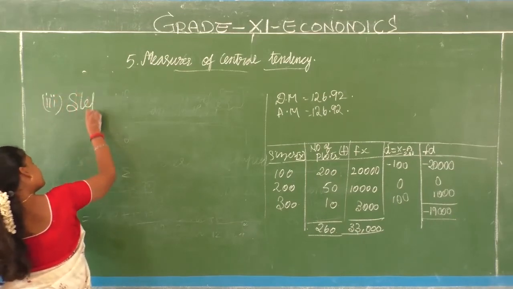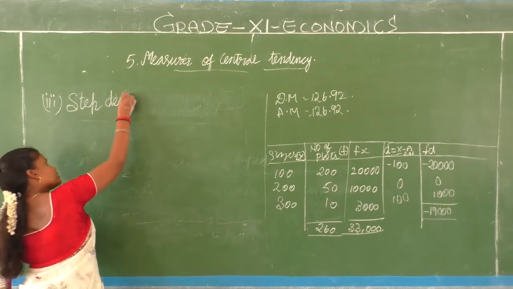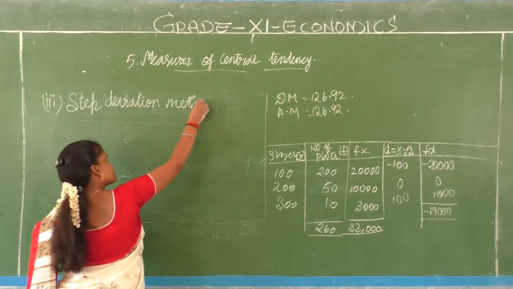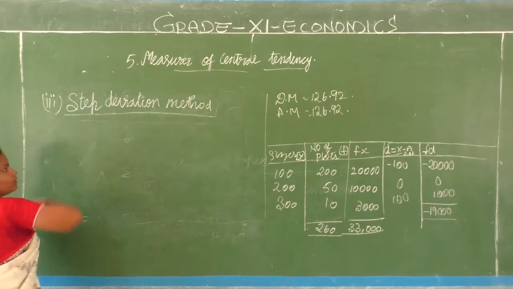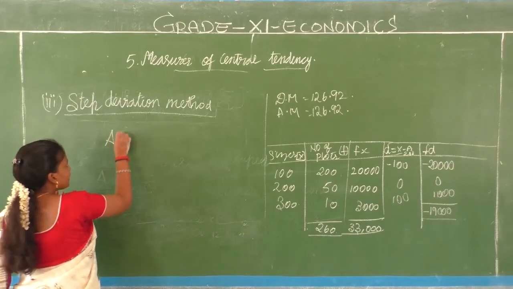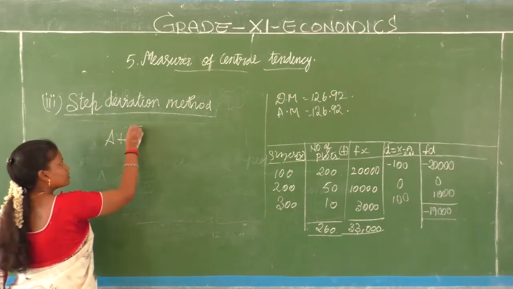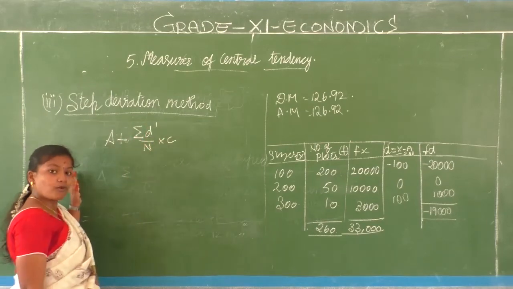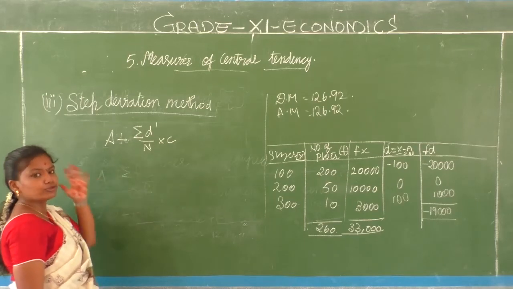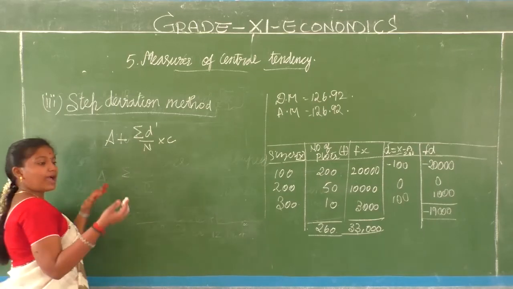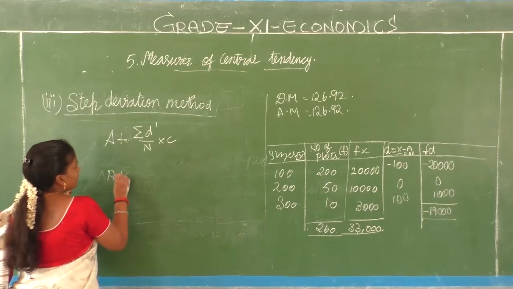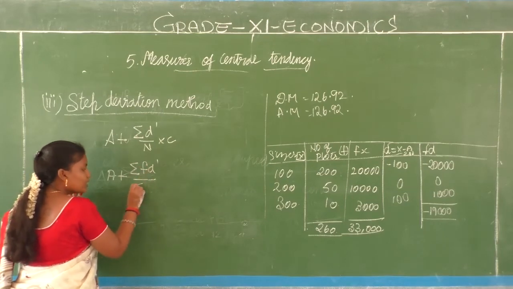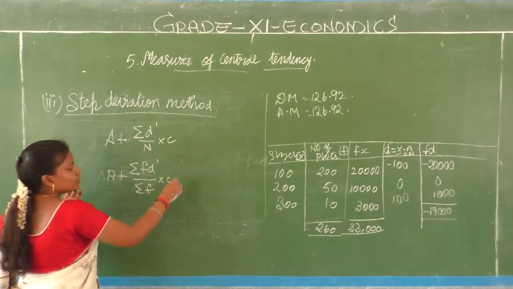So the step deviation method. So the formula was a plus sigma d dash by n into c. This was for what data? Ungrouped data. Now we have grouped data. What are we going to have? We are going to have f also with this. So a plus sigma f d dash by sigma f into c.